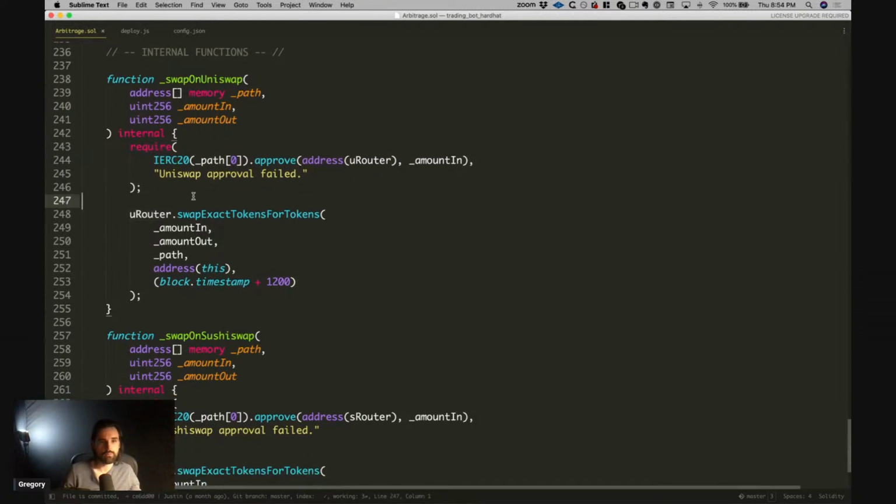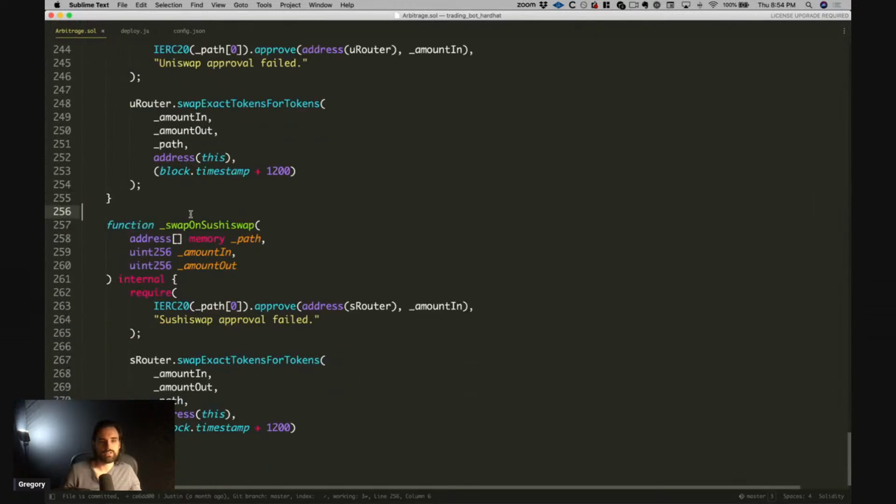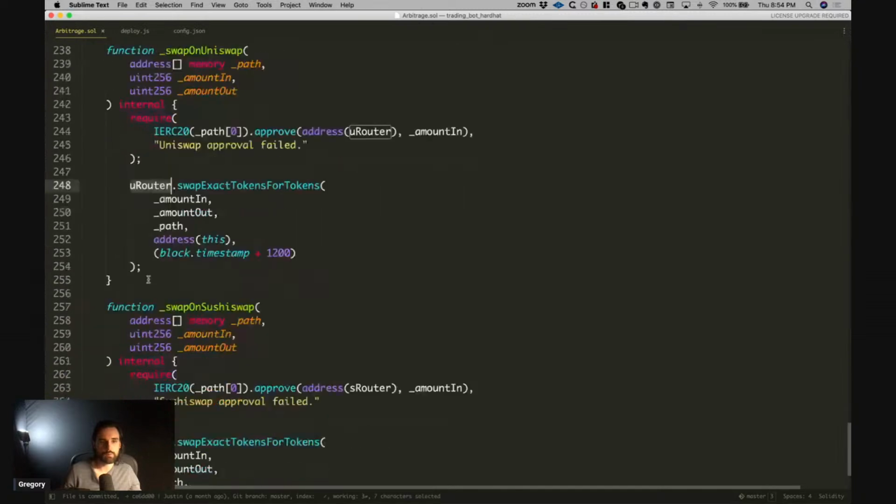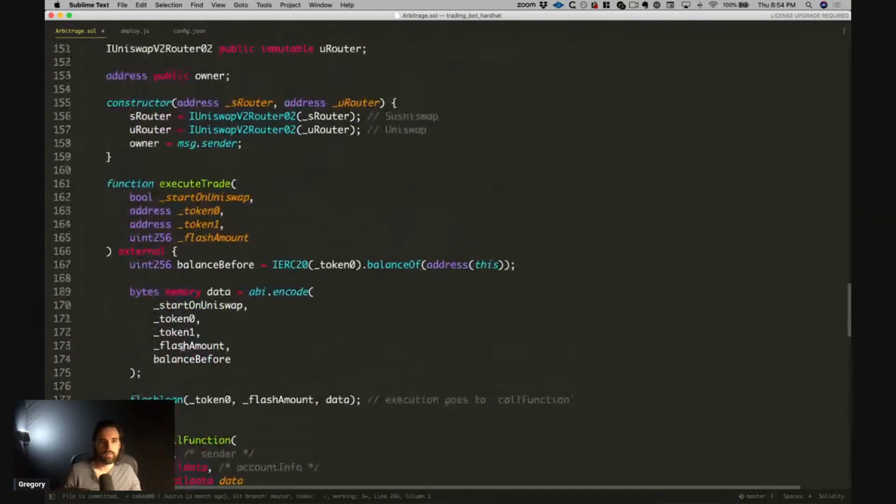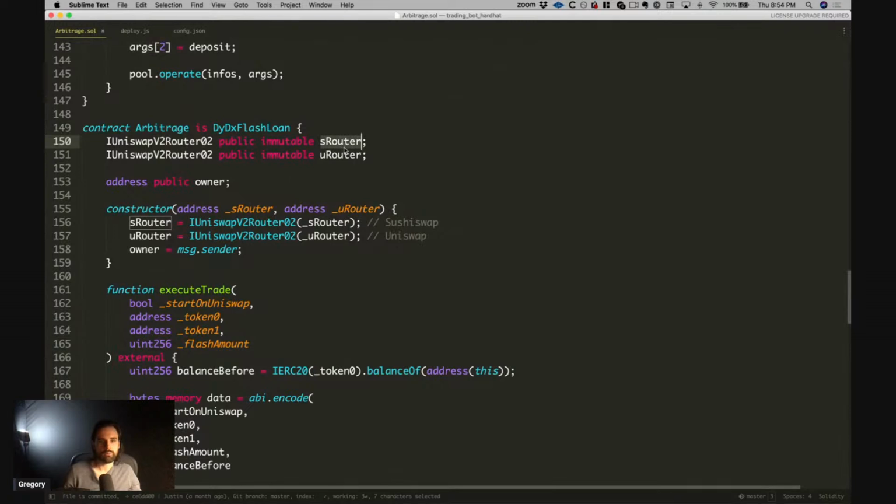And then on the Uniswap router, we do swap exact tokens for tokens. This is the function that comes from the Uniswap documentation on how to do a swap. You give it the amount in, the amount out, the path, the address of the swapper, and then the expiration time. This is a good default. And then swap on SushiSwap is the exact same thing, but we use the SushiSwap router. Here's the difference. Uniswap router, SushiSwap router, and then we save those up here.